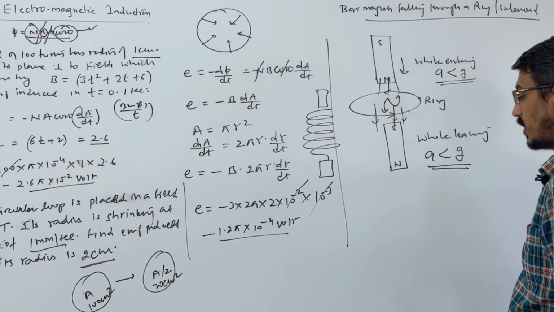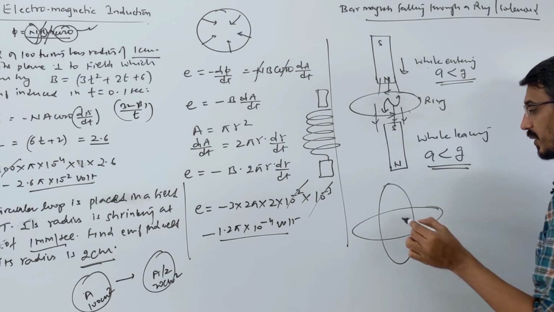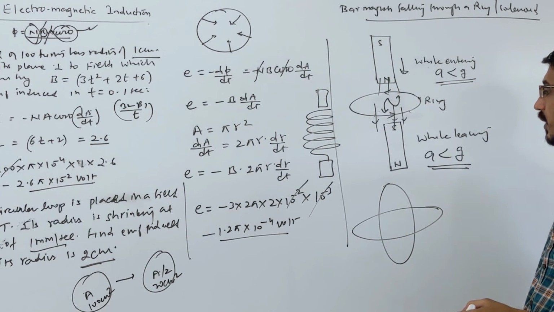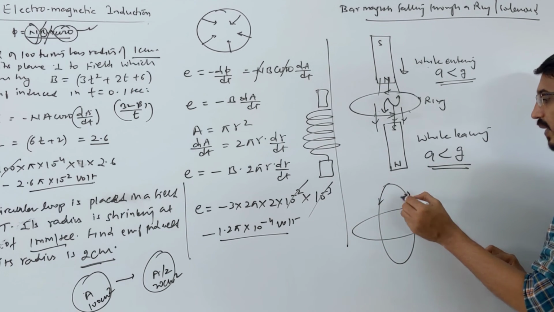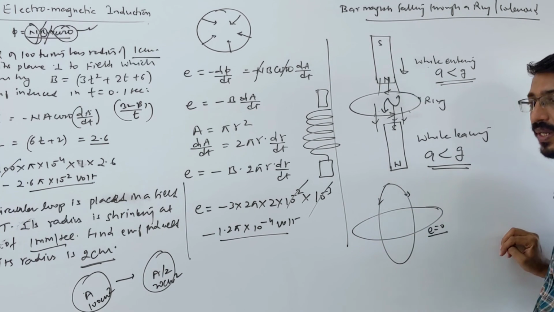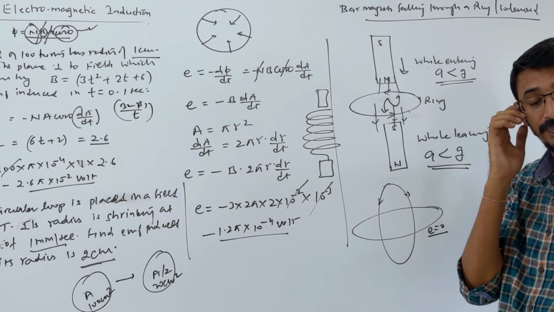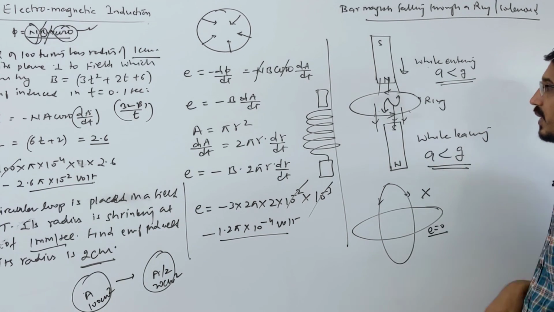Suppose they ask this question: two rings are placed perpendicular to each other, correct? If current is changing in any one coil, is EMF induced in the other coil? What is the answer? No EMF is induced, because they are placed perpendicular; we need parallel always. We will talk more about this in mutual induction actually. So you can forget this right now.